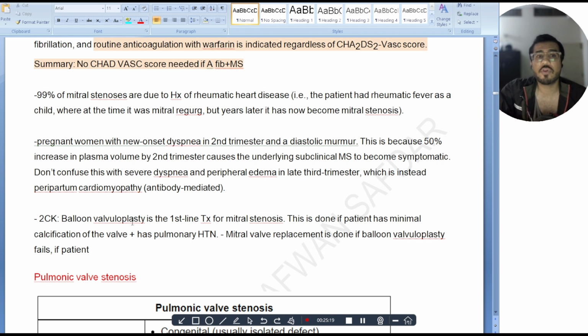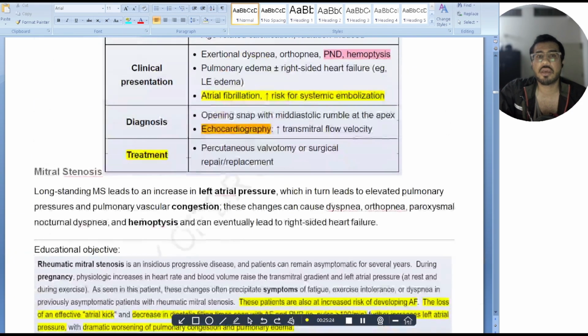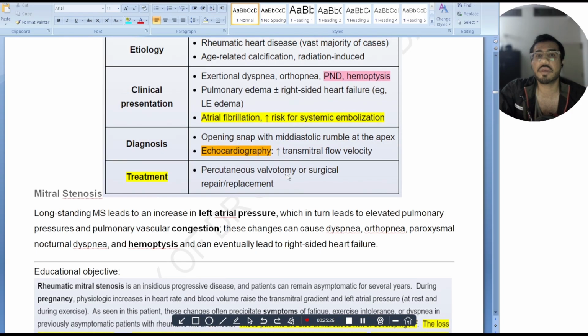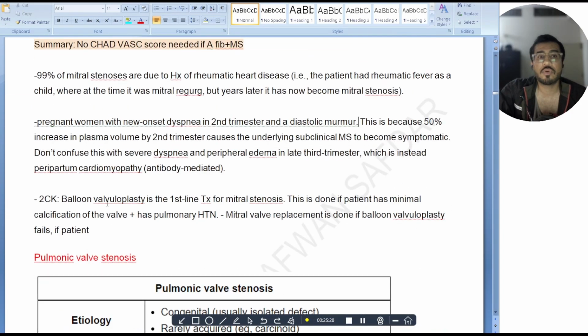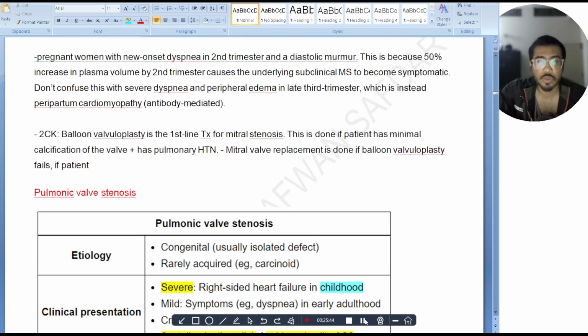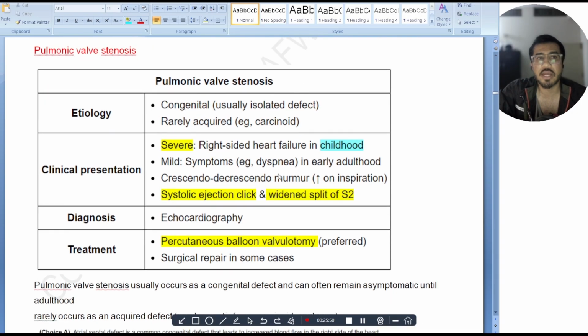2CK, balloon valvuloplasty. That is what they do for mitral stenosis. And here they write percutaneous valvulotomy or balloon valvuloplasty is the first line treatment for mitral stenosis. This is done if the patient has minimal calcification of the valve and has pulmonary hypertension. Mitral valve replacement is done if balloon valvuloplasty fails. So the first choice would be balloon valvuloplasty. So when is this done? Balloon valvuloplasty is done if the patient has symptomatic mitral stenosis, simple as that.